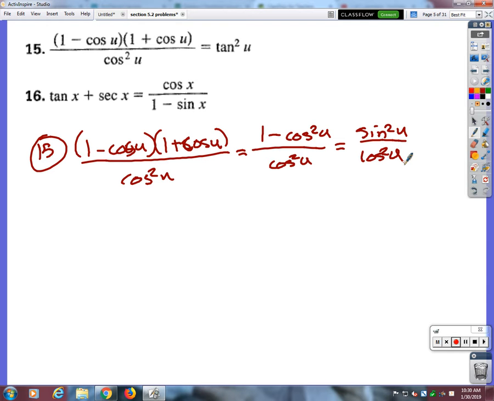Because if cosine squared plus sine squared equals 1, then I can just subtract cosine squared from both sides, right? And then I get sine squared equals 1 minus cosine squared. Okay, so that means that I can change this into sine squared. And then what's sine over cosine? It's tangent, so sine squared over cosine squared is tangent squared, which is what we were trying to end up with in the first place, so we are done.